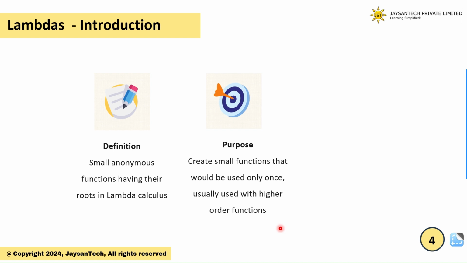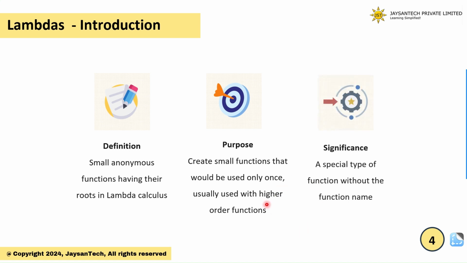Okay, so the main purpose of lambda is to use anonymous functions, that is, without the function name, and they are very simple functions.